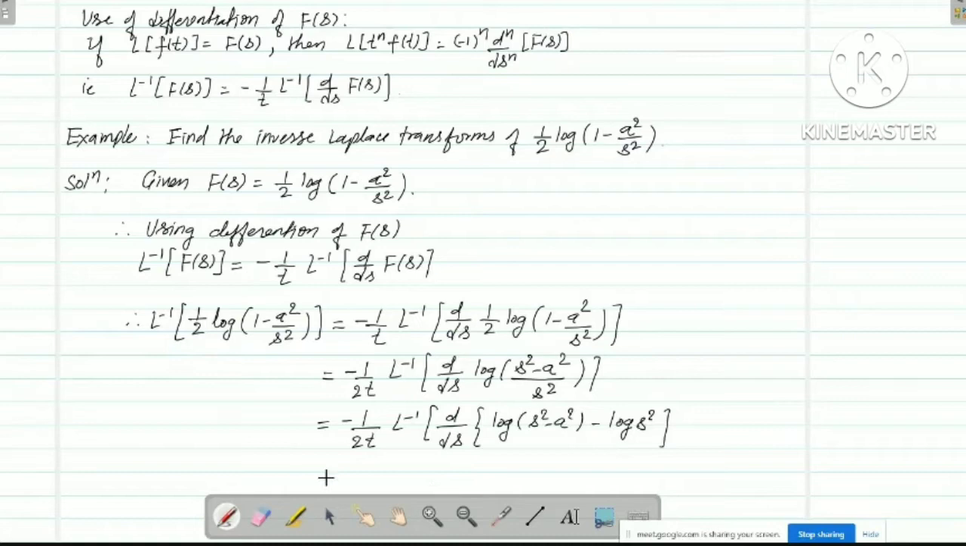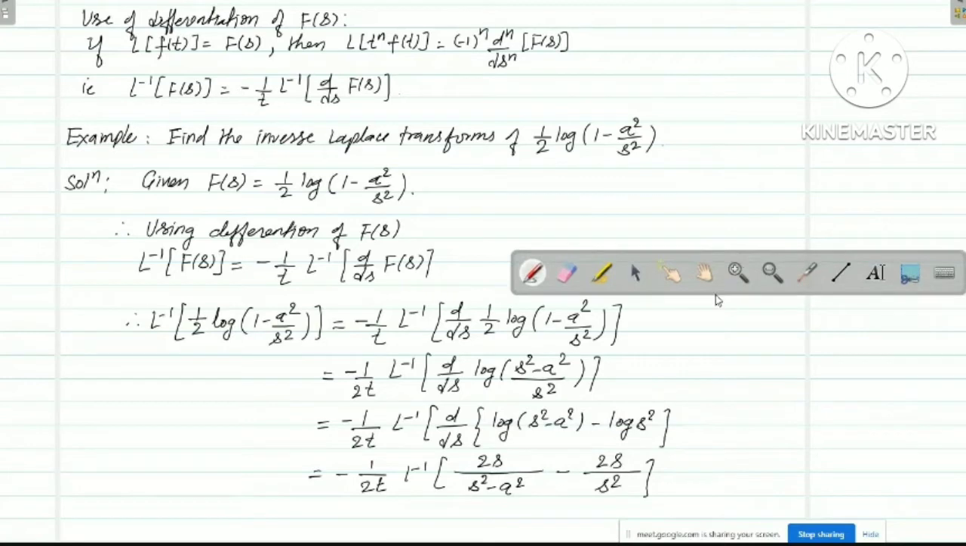Okay, now take the derivative of this. This is equal to minus 1 by 2t L inverse of the derivative. Differentiating log x gives 1 by x, but this is not x, this is log of s square minus a square. So we take the derivative of this again, so that is 2s upon s square minus a square. Similarly, the derivative of this, s square, has 2s in the numerator. So let us move to the next page, then write.